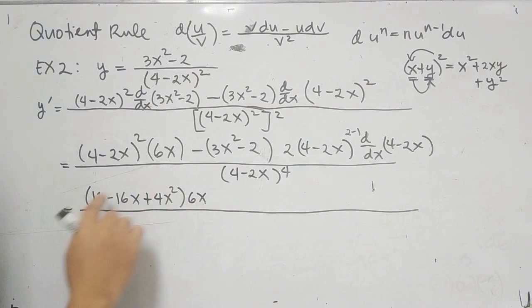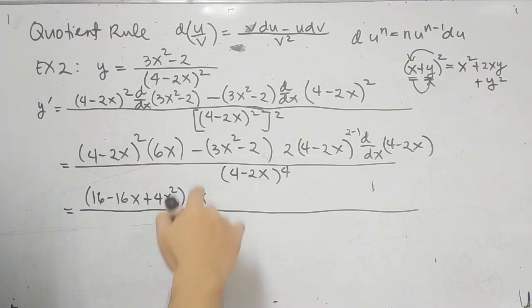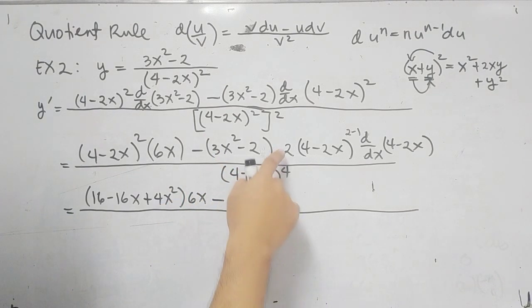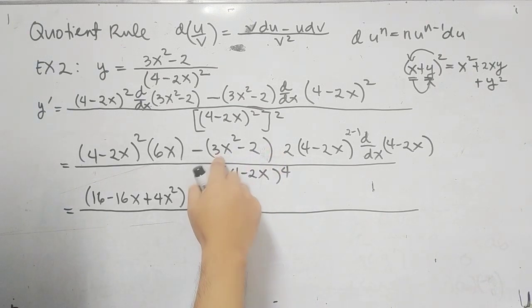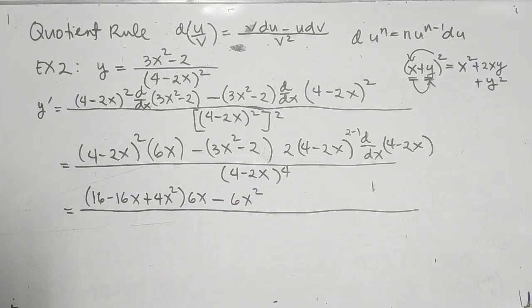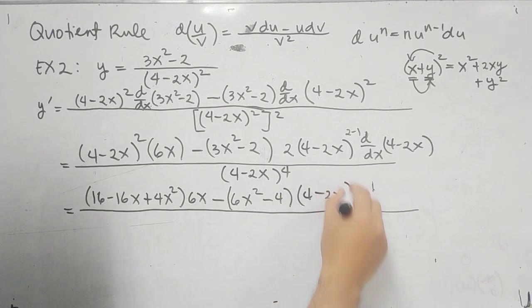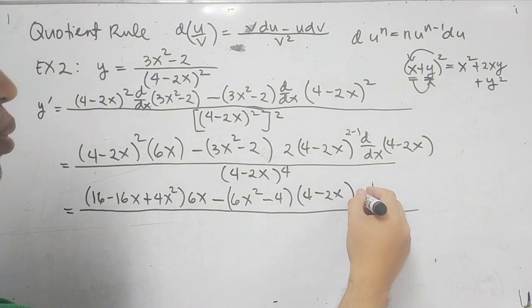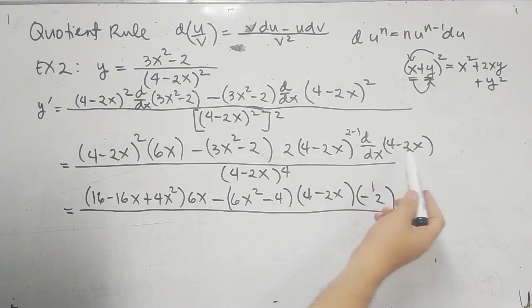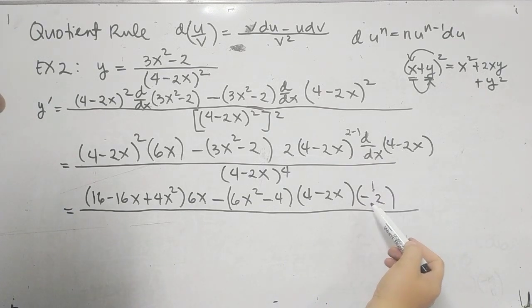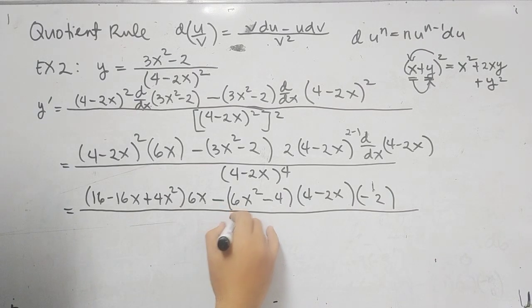So later on, I will distribute 6x to this one. And then we have minus, I will distribute now 2 to this part. We have 2 times 3, that is 6x squared. Okay, 6x squared. And then 2 times negative 2, that is negative 4. And this one is 4 minus 2x. And then the derivative of this group equals negative 2. Derivative of 4, 0. Derivative of 2x equals 2. This is minus, so you have here negative 2. Divided by (4 plus 2x) raised to 4.